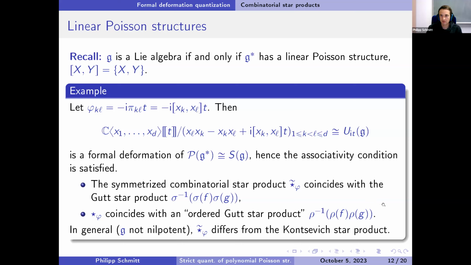Okay, and with that, I want to finish this first part on the formal deformation quantization, and I just want to give you a few ideas about how you can actually prove that for many Poisson structures, these combinatorial star products that I just told you about are convergent in some precise sense.